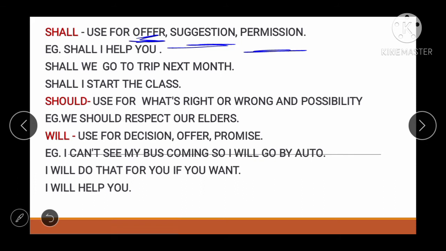Okay, let's see. You have to arrange a class. You'll say, okay, everybody is ready. Shall I start the class? It's in the permission sense. All right. Now moving toward the next modal, it is should.